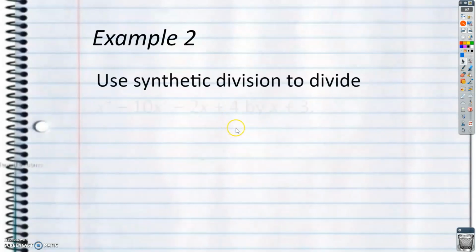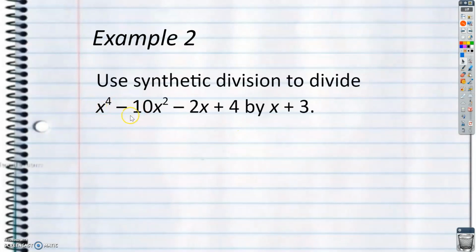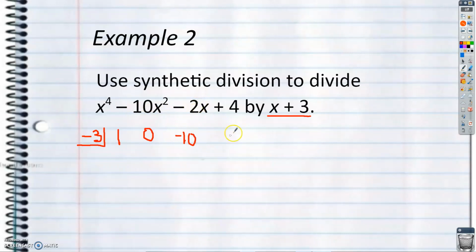So now we're going to use synthetic division to divide x to the 4th minus 10x squared minus 2x plus 4, by x plus 3. So remember, we have to make sure that it is in the correct form, and it is because x is by itself. So that means our first potential x-intercept is going to be minus 3. So this is x to the 4th, so that's 1. Since there's no term with x to the 3rd, I have to put a 0 there. This is x squared, so that number is negative 10. And then this is just x, so it's negative 2, and then there's no variable there, so it's just 4.